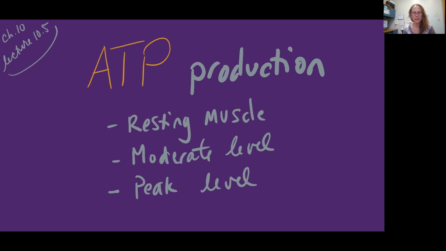Your peak level of activity is where you are working that muscle to the maximum. So you are building tension and you are sustaining that tension at its maximum level for as long as possible, which is usually fairly short depending on how you've trained that muscle, because with peak level of activity, we will see that the muscle will fatigue.